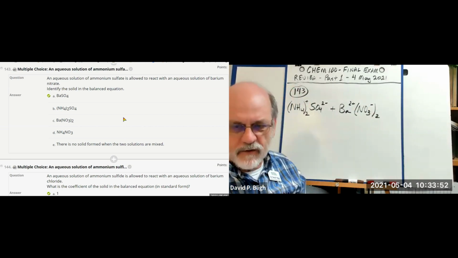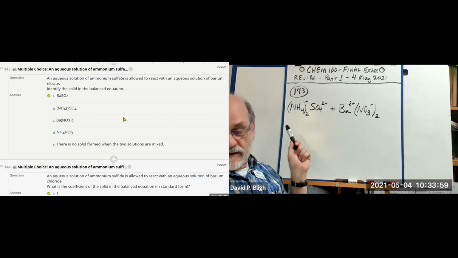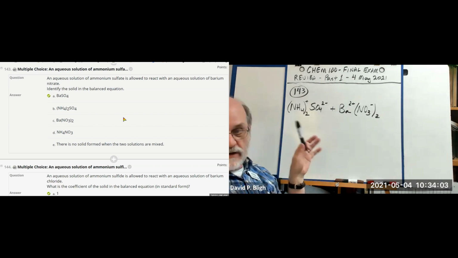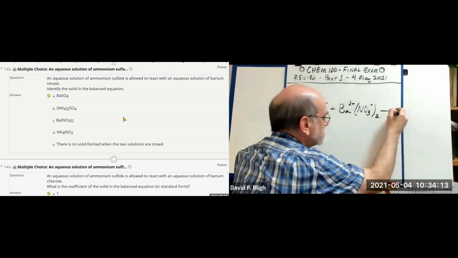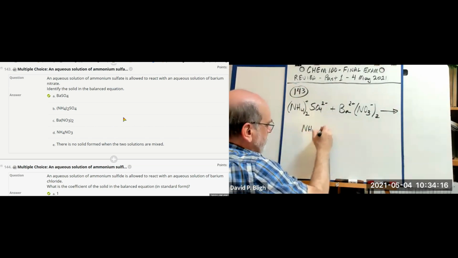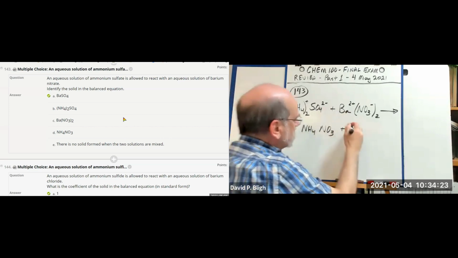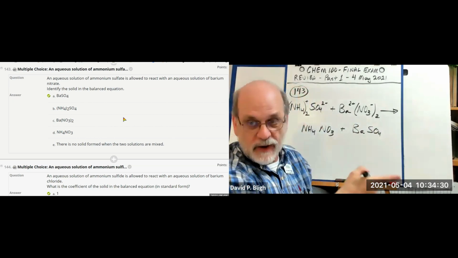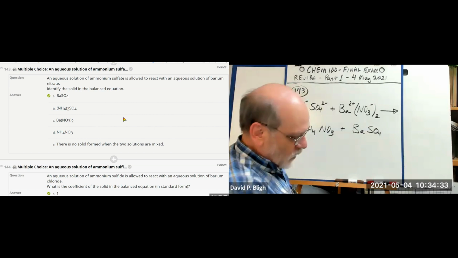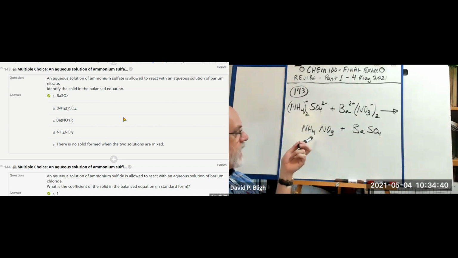Okay? So what type of reaction is this? This is the one type of reaction where it's easy to determine the products. It's just a double replacement. This cation goes over here and replaces that cation. So now we have ammonium nitrate, +1, -1. And then we have barium sulfate, 2 minus, 2 plus, one to one. The question is, is there a solid here? Do we get a solid out of this reaction?